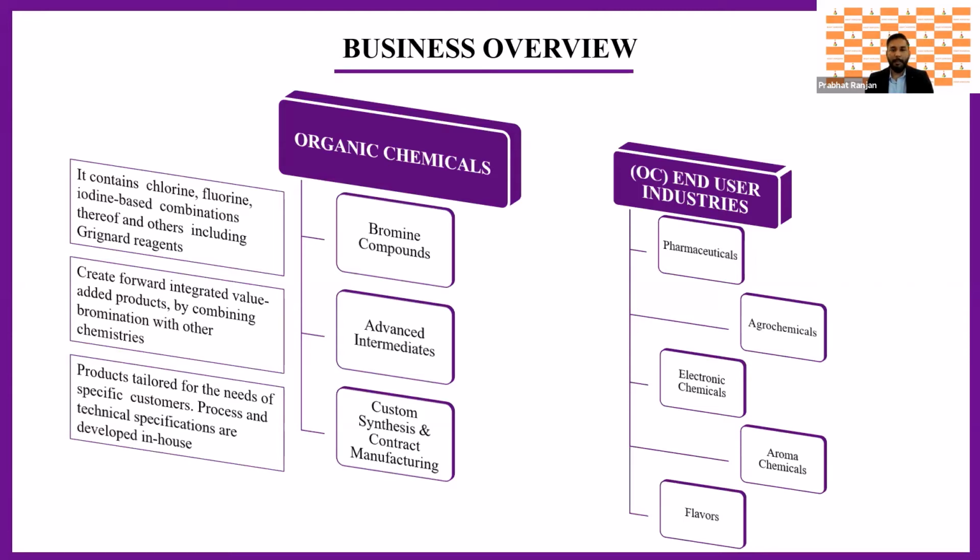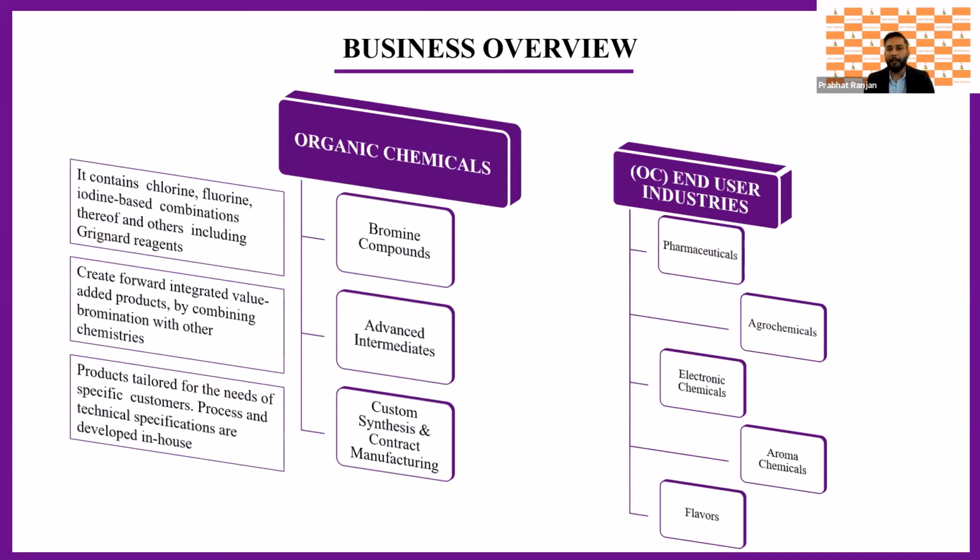Keeping up with this, the company first started with bulk, then got into advanced intermediates. Now in the last 4 years, the company has put considerable effort into coming up with the custom synthesis and contract manufacturing vertical, and the company is getting new orders for those sorts of batches, right? It is manufacturing for a lot of innovators, and mainly these are used in industries such as pharmaceuticals, agrochem, and also electronic chemicals, aroma chemicals, flavors, and so on. So mainly organic chemicals have uses in these sectors.